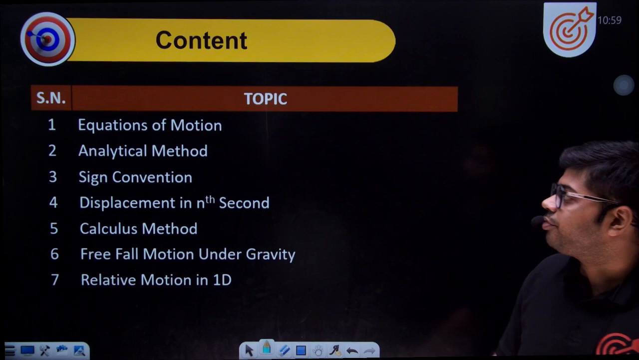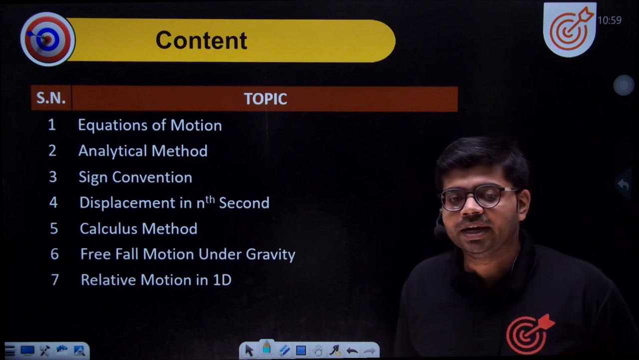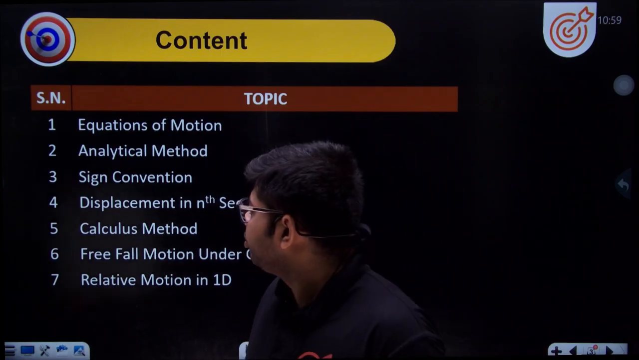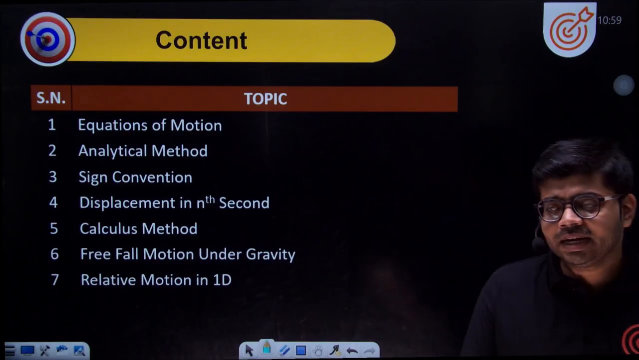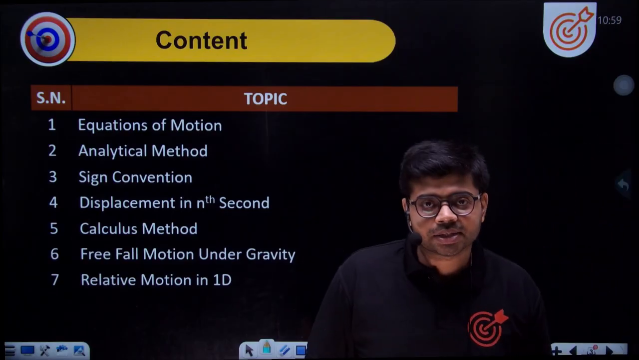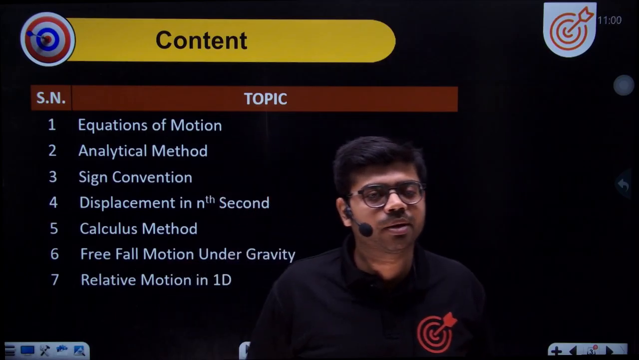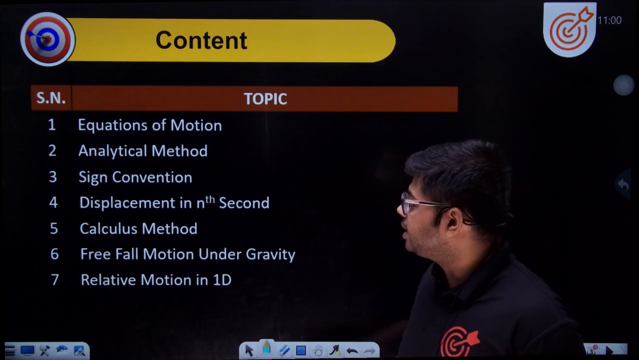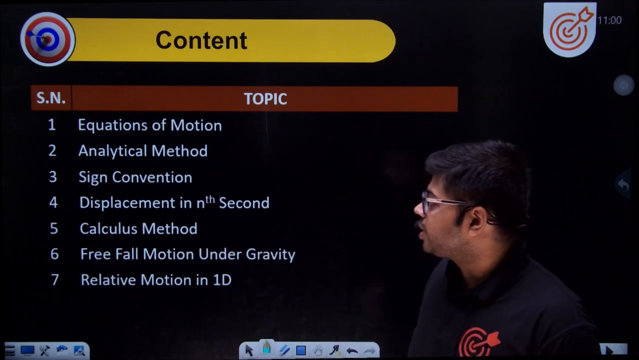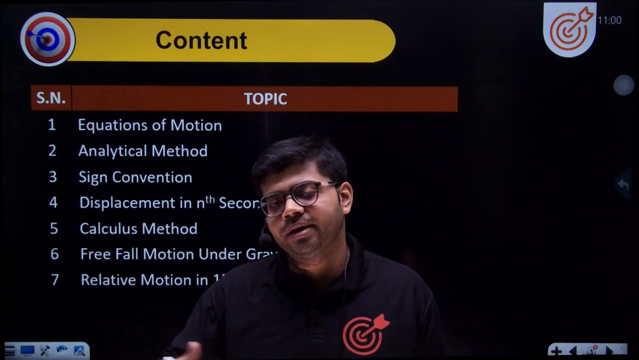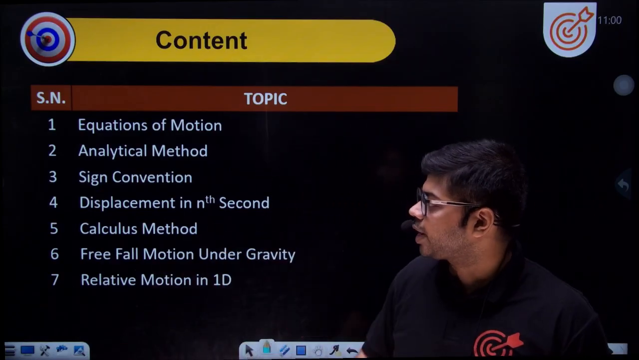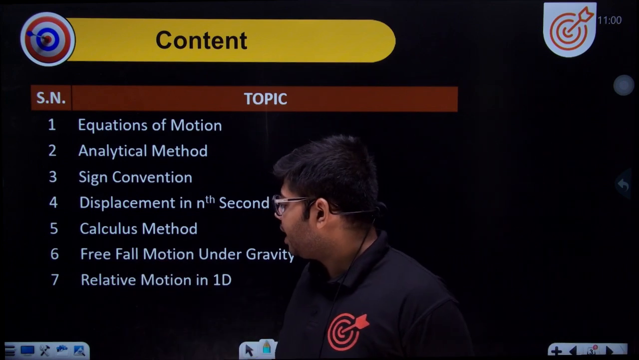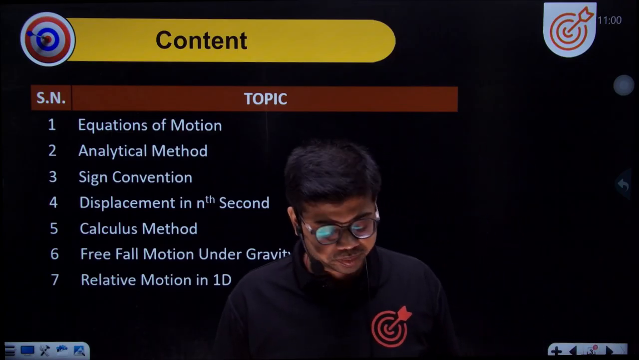Apart from that, we will be focusing on the analytical method. We will be deriving the equations of motion analytically, and then we are going to discuss the sign convention. What are going to be our sign conventions, which side we are going to take positive, which side we are going to take negative, followed by displacement in the nth second, calculus method. So it's like derivation only, deriving the equations of motion through the calculus method. Then we'll discuss the free fall motion under gravity, followed by relative motion in 1D.